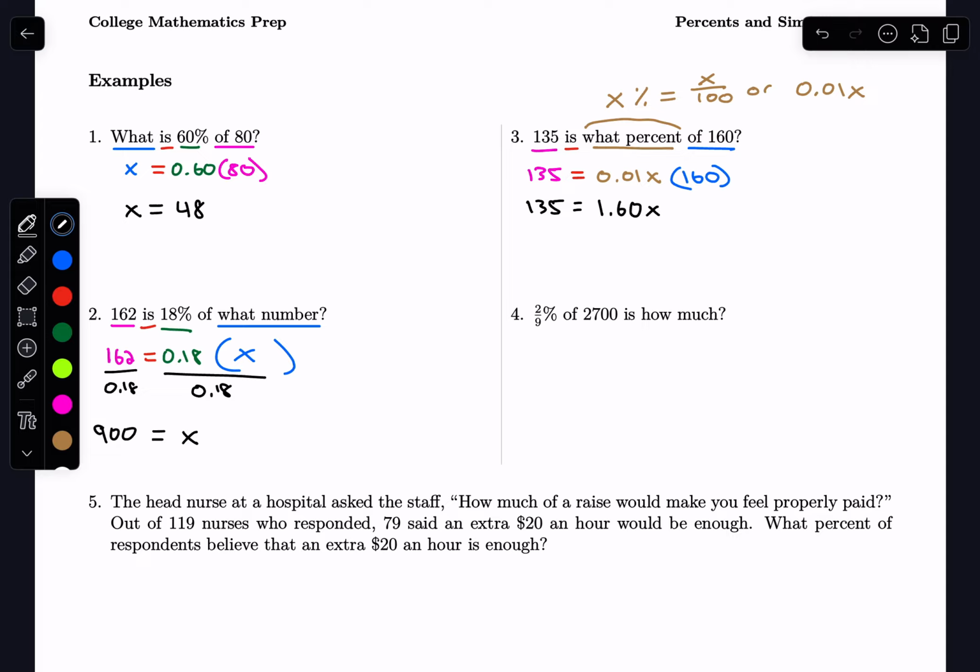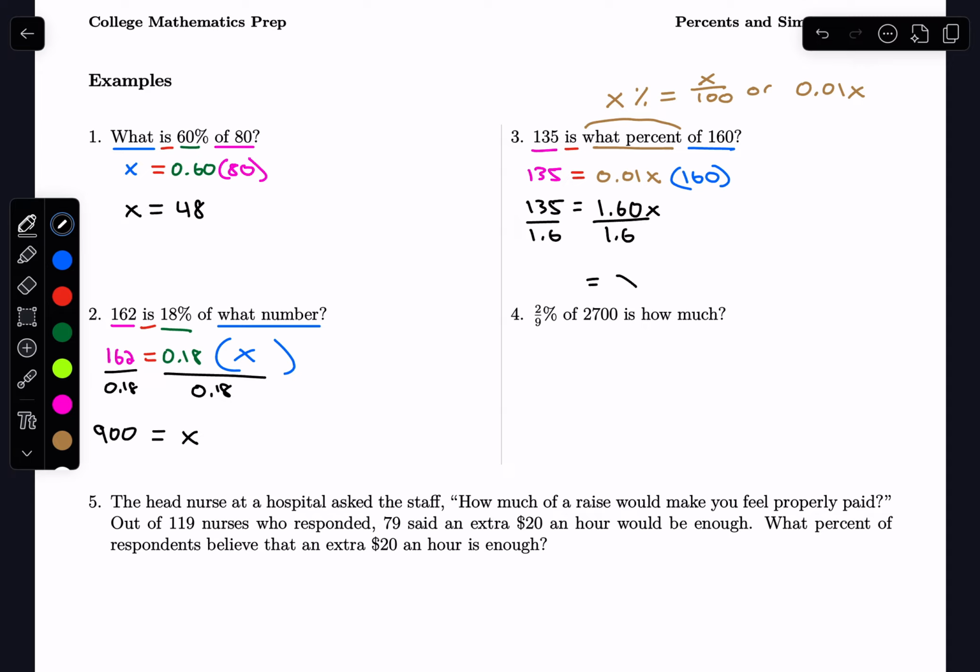All right, and then now all I have to do to get x by itself is divide by that 1.6 on both sides. So I'm going to go ahead now and just divide both sides by 1.6. And just to be clear, 1.60 and 1.6 are mathematically equivalent. That 0 adds no value here.